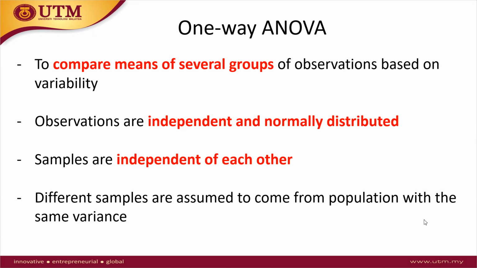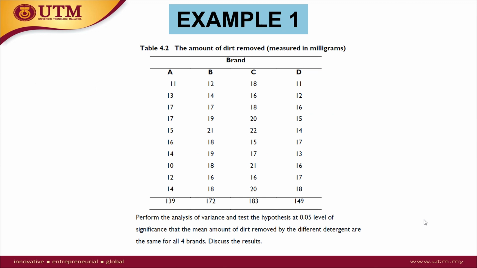Similar to the hypothesis testing in chapter 4, for chapter 6 we also need to make a decision whether to accept or to reject the hypothesis. To make that decision, we use the one-way ANOVA. Now let's look at the example. The question is, perform the analysis of variance, which is called ANOVA, and test the hypothesis at 0.05 level of significance.